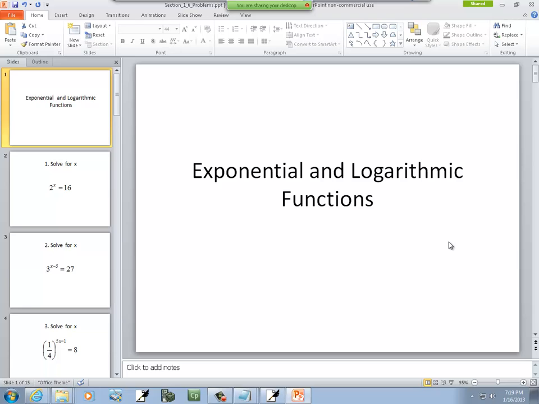Let's take a look at exponential and logarithmic functions. For this particular lesson, I've picked certain topics to cover that I think would be beneficial for you in Calculus 1.